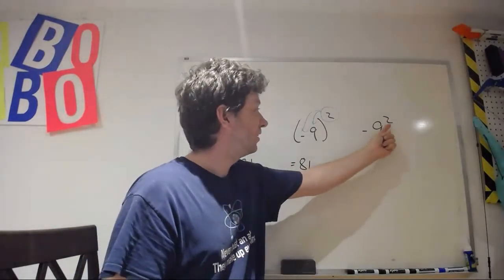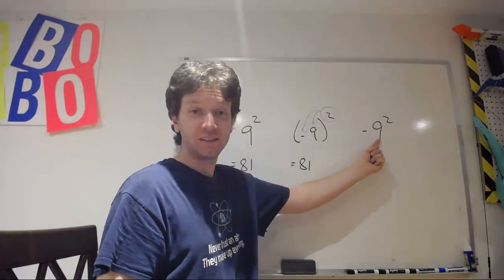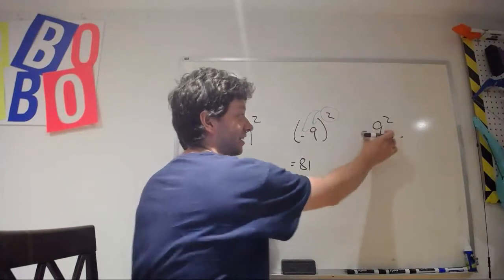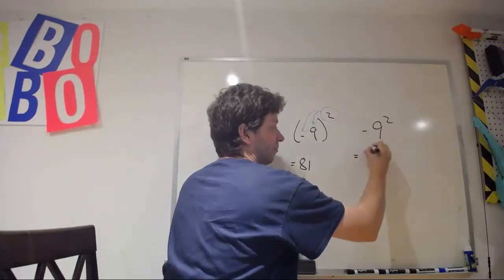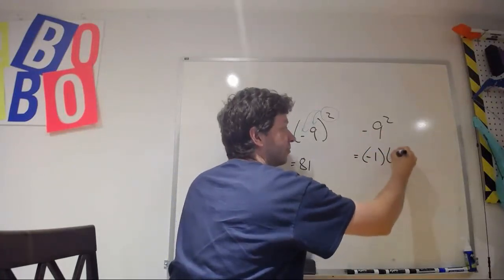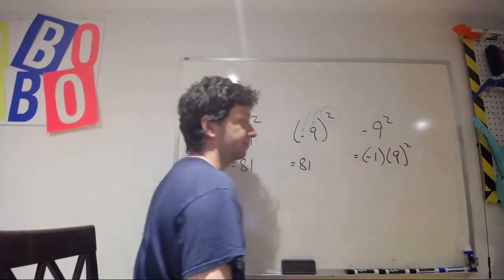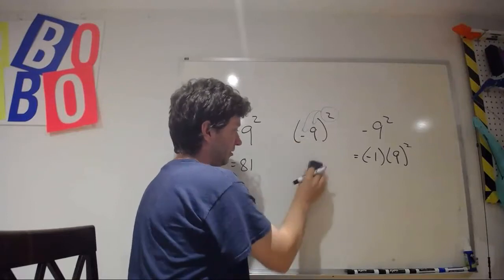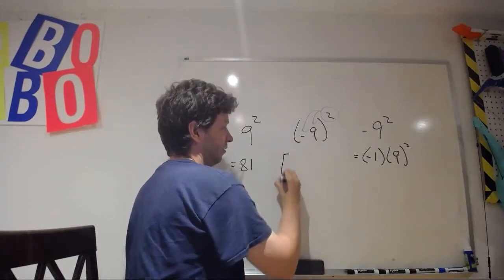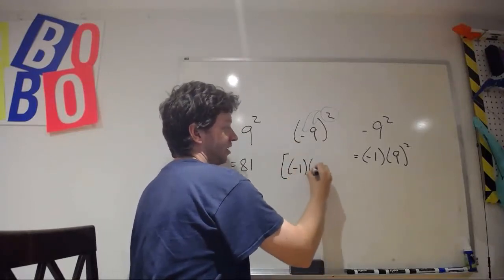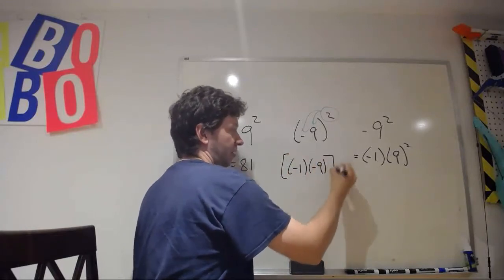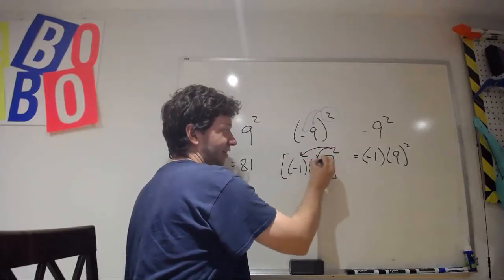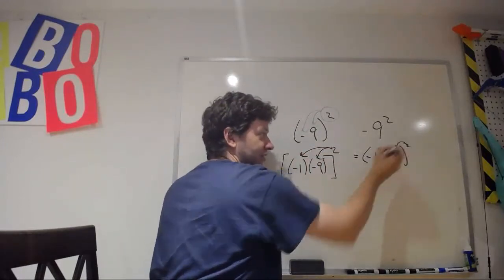Now, in this case, there's no bracket. So the exponent is only applying to the 9, not the negative. You can think of this as negative 1 times 9 squared. Whereas this one here, you would have negative 1 times negative 9 all squared. So this one applies to both the negative 1 and the 9. This one only applies to the 9.